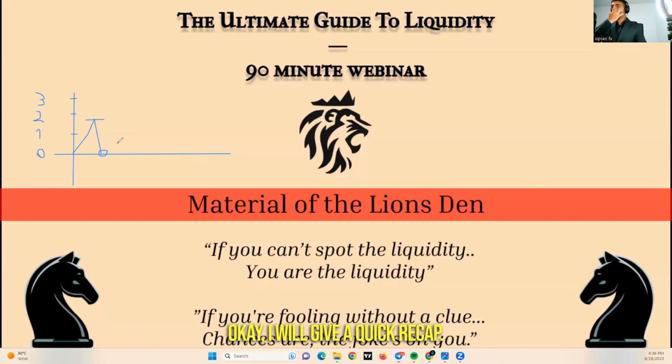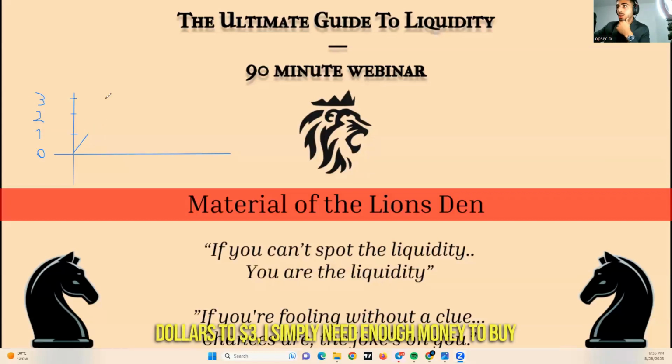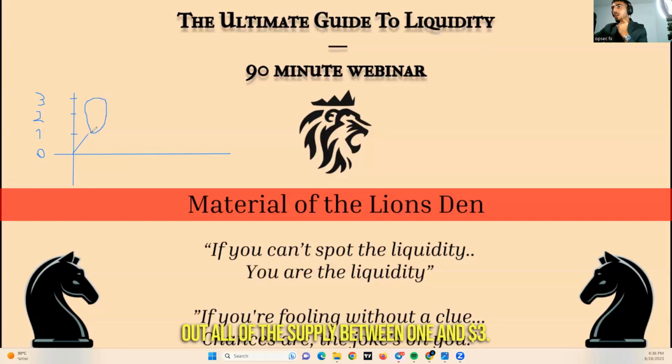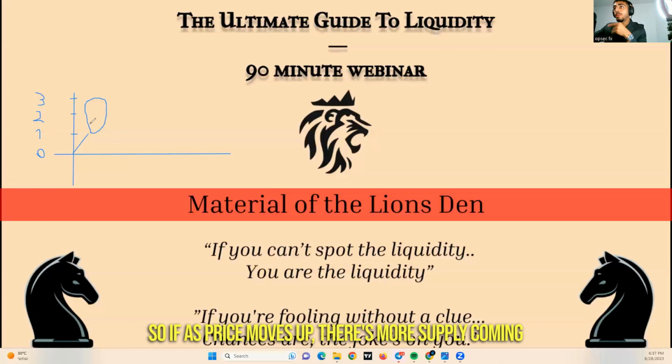Okay, I will give a quick recap. So if I want to move price from say $1 to $3, I simply need enough money to buy out all of the supply between $1 and $3, and I need enough money to buy out any potential supply that will be introduced as price moves up. So if as price moves up there's more supply coming in, I need to have enough money to cover that, to override that supply, to absorb that.